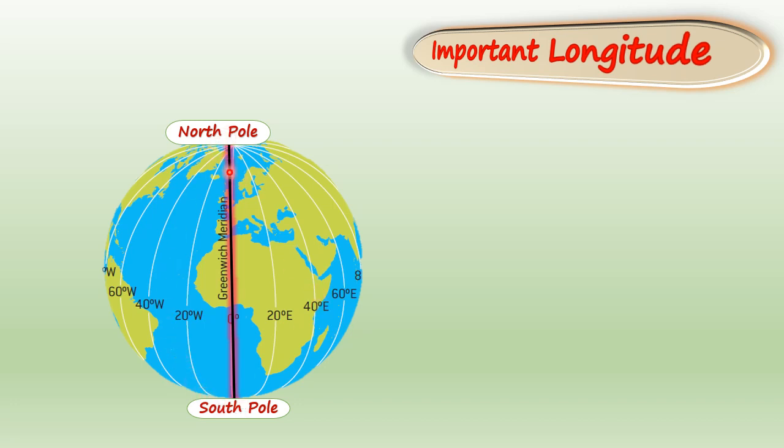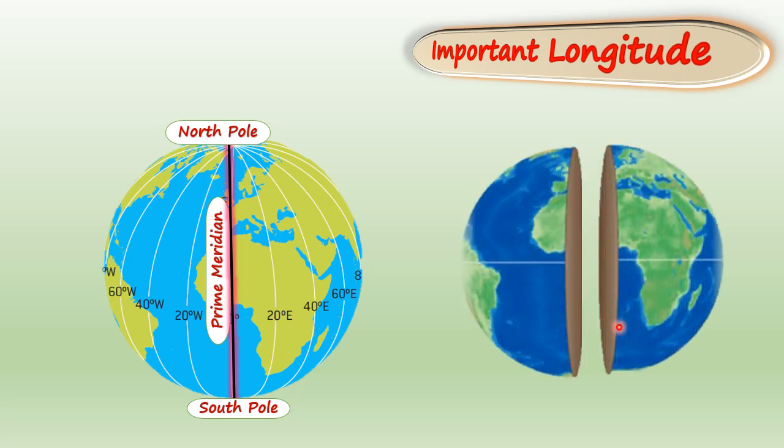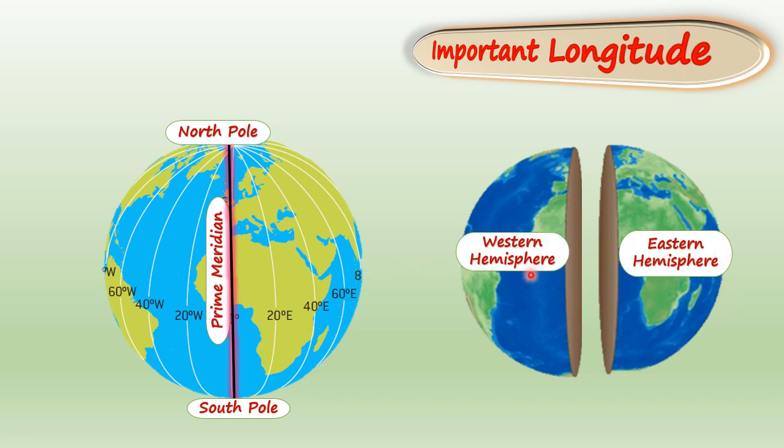This black one which you can see here is a very important meridian, that is the prime meridian, or prime longitude. The very important job of the prime meridian is to divide the Earth into two equal parts vertically, into the Eastern Hemisphere and Western Hemisphere. Yes, children, this is clear.